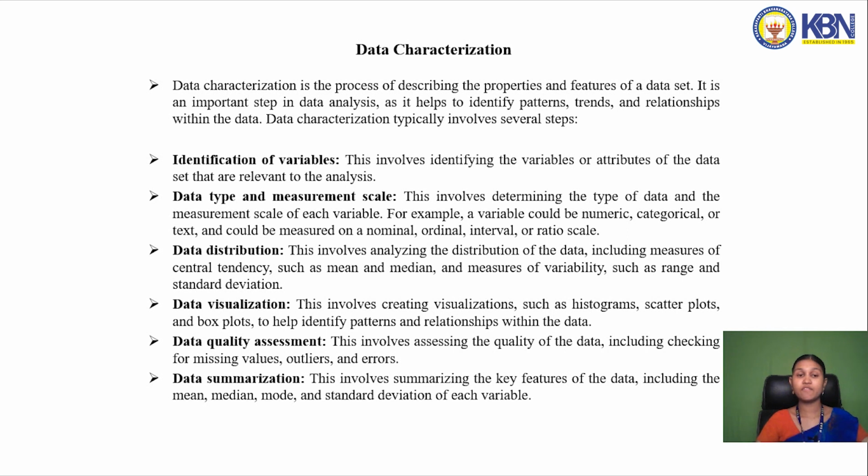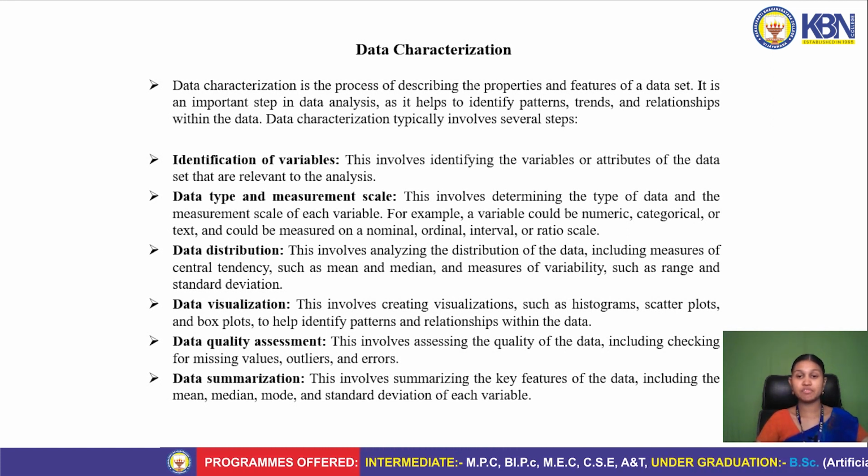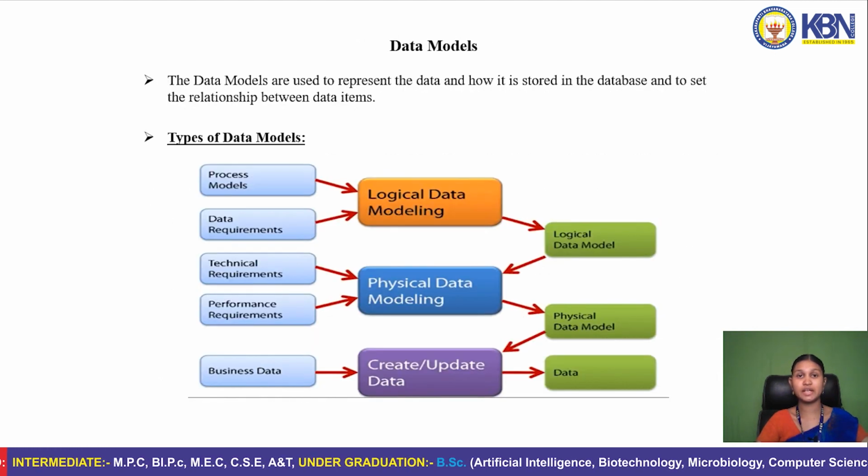Next one, data visualization. You have to represent the data visually so the user can understand it easily. Then you have to represent the histogram, scatter plot and box plot. Next, data quality assessment. You take the data in the training set and check whether any missing values, outlier values or errors have occurred. Next one, data summarization. For the key features of the data, you have to include the mean, median, mode and standard deviation of each variable.